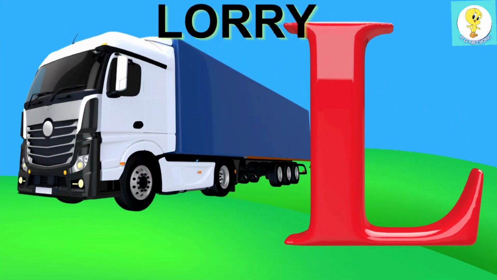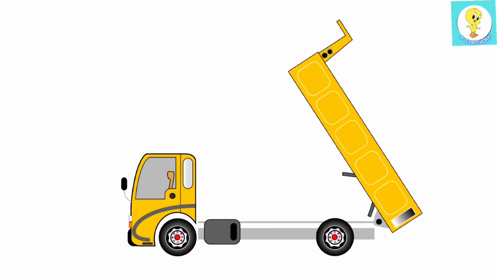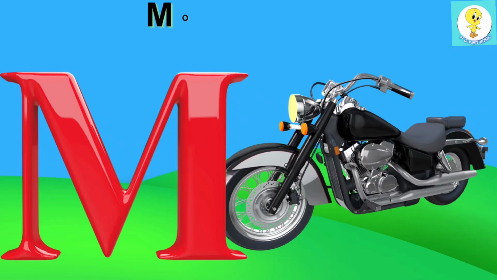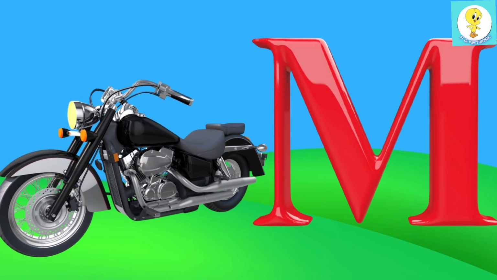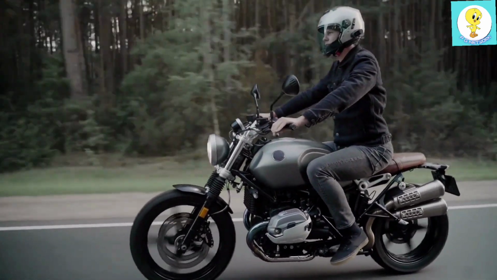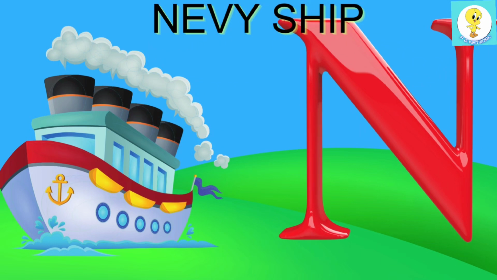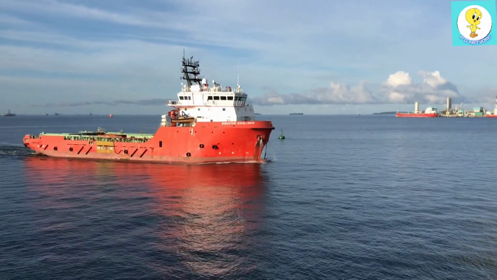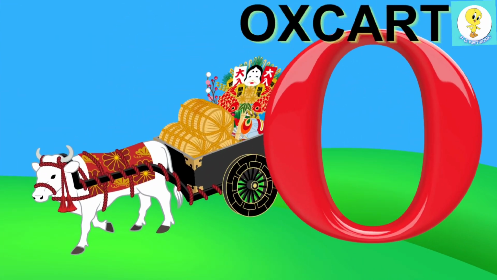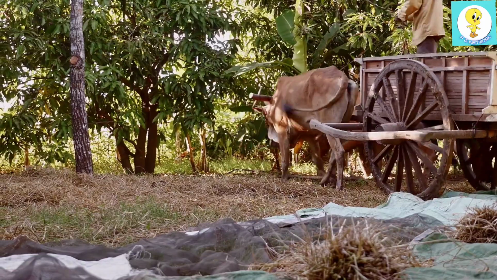L is for lorry. L, l, lorry. M is for motorbike. M, m, motorbike. N is for navy ship. N, n, navy ship. O is for ox cart. O, o, ox cart.